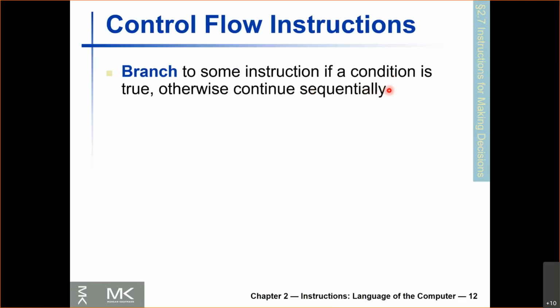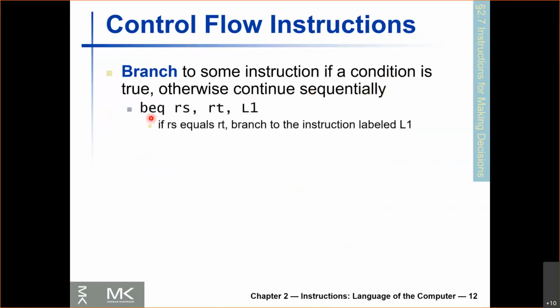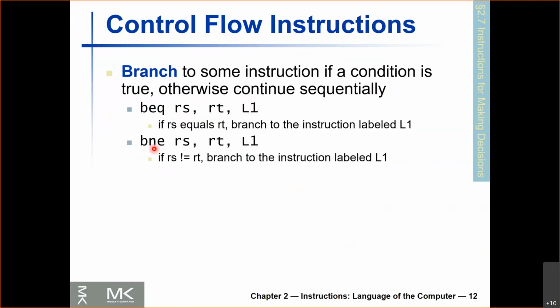There are two kinds of branch instructions. There's BEQ, which is branch if equal, and the way BEQ behaves is that it takes two registers, RS and RT. If RS is equal to RT, then we're going to branch to some label in the code, L1. So some instruction that's labeled L1, we're going to go to that instruction. Otherwise, we're just going to continue executing the next instruction. The other branch instruction is branch if not equal.